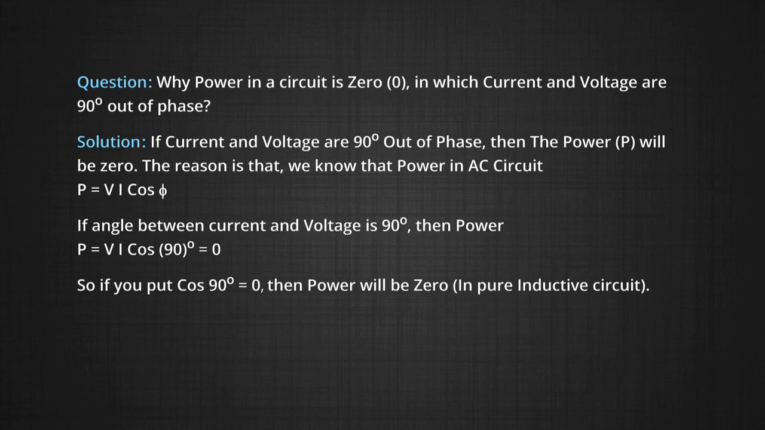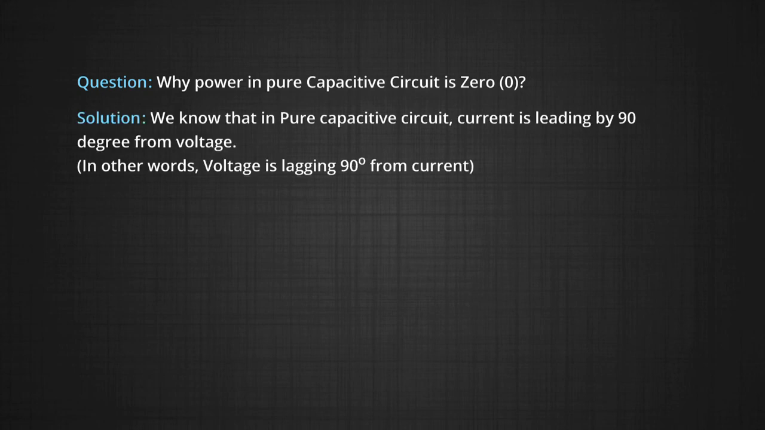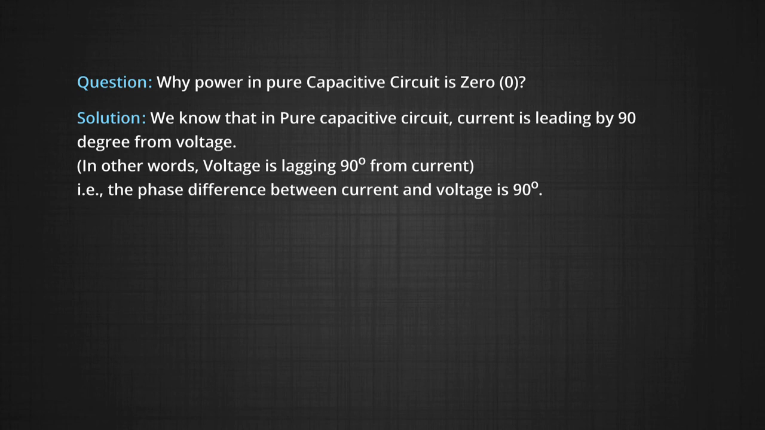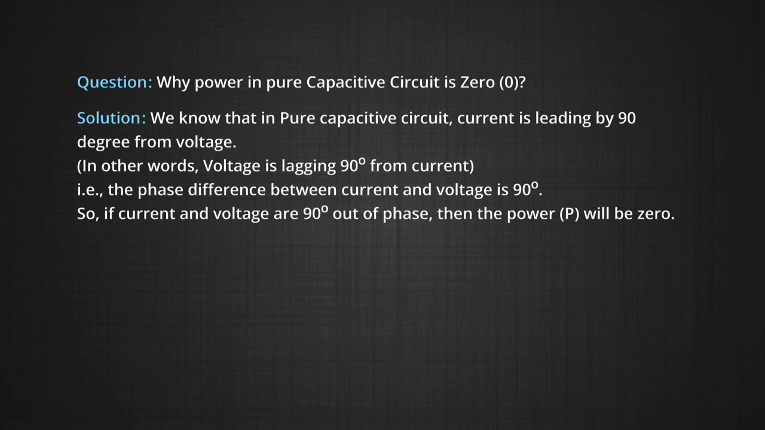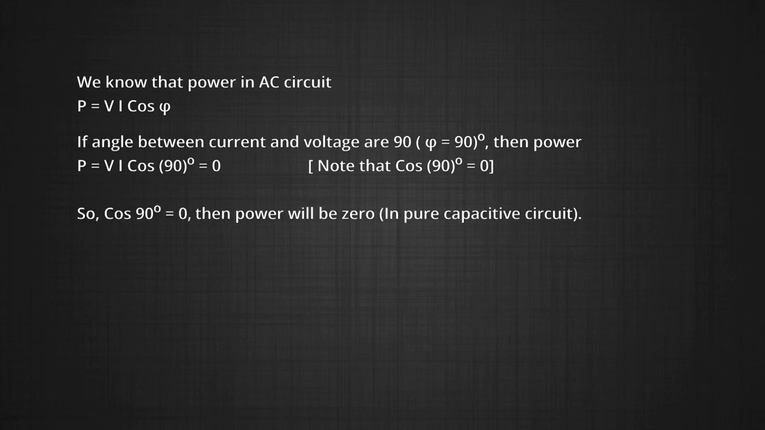pure inductive circuit. One more question for you: why is power 0 in case of a pure capacitive circuit? We know that in a pure capacitive circuit, the current leads the voltage by 90 degrees, or in other words the voltage lags the current by 90 degrees, so the phase difference between current and voltage is 90 degrees. So, if current and voltage are 90 degrees out of phase, then the power will be 0. We know that power in an AC circuit is P equal to VI cos phi. We put the value of phi as 90 degrees, then power is VI cos 90, and again the same thing happens: cos 90 is 0. So the power will be 0, and the same thing happens in a pure capacitive circuit.